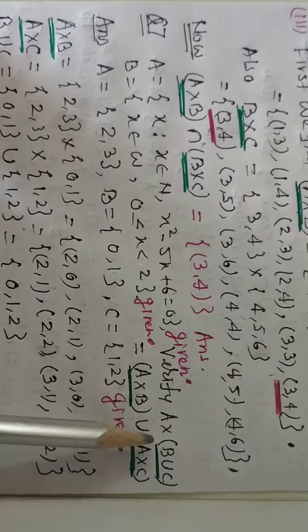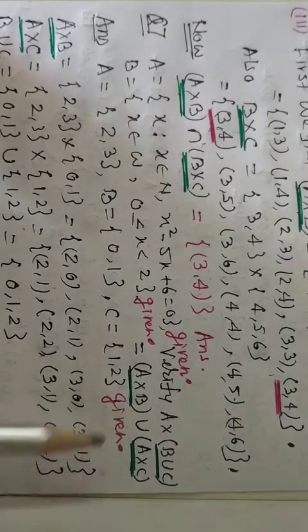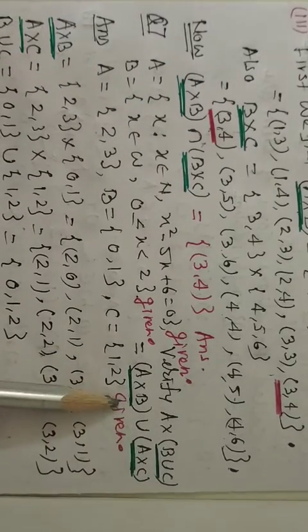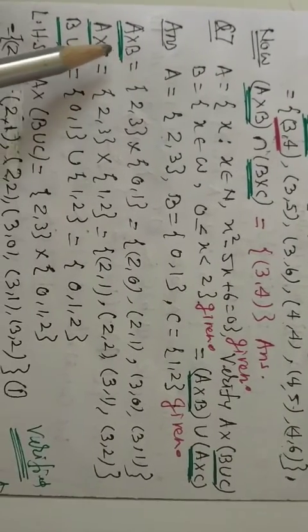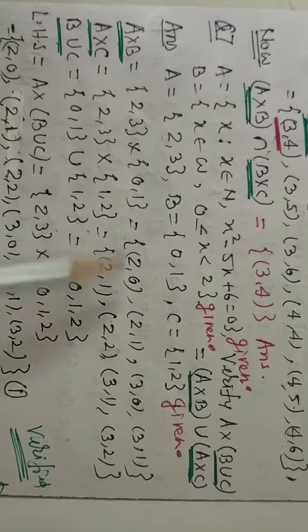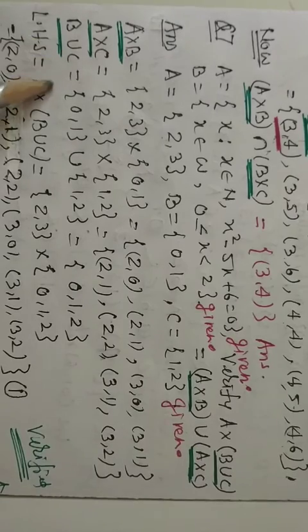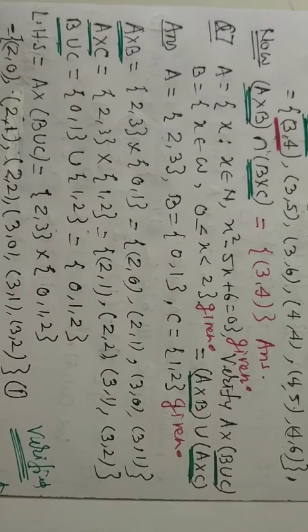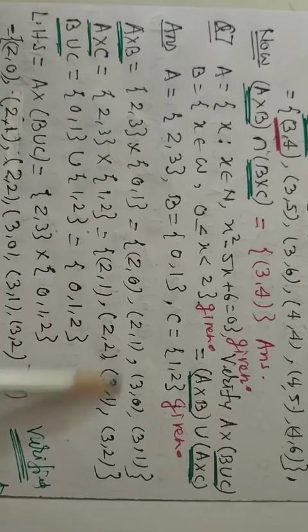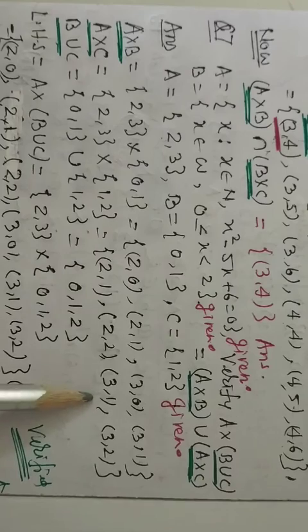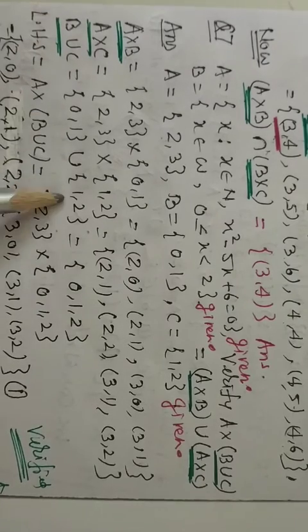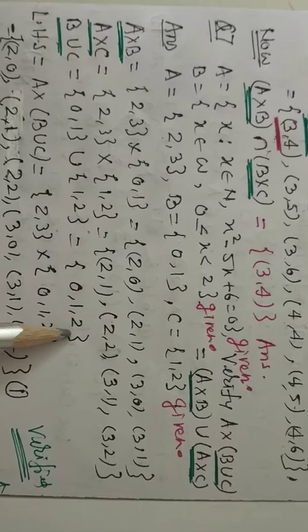Now verify that this is equal to this. To verify LHS is equal to RHS, we need 3 brackets. So first of all, we are going to find A × B, A × C, and B ∪ C. The 3 brackets are being solved. You know how to solve the 3 brackets. Put the values of A and B, then cross. How to find the cross product, you know. A × C, you know. B ∪ C: write B, then union, then C. The common in all.